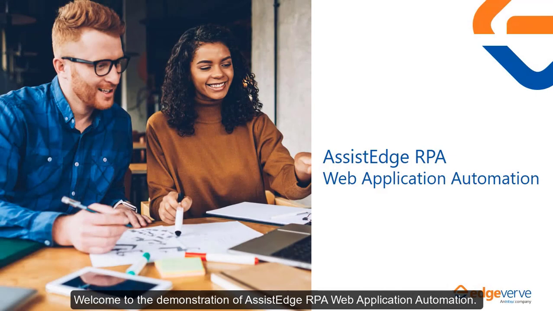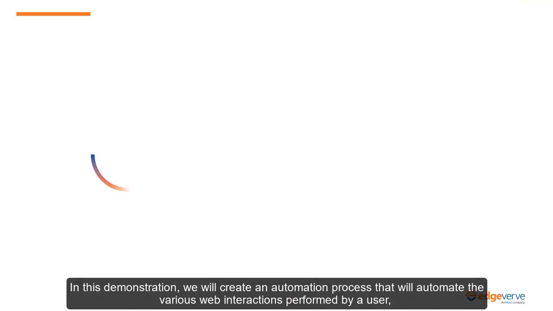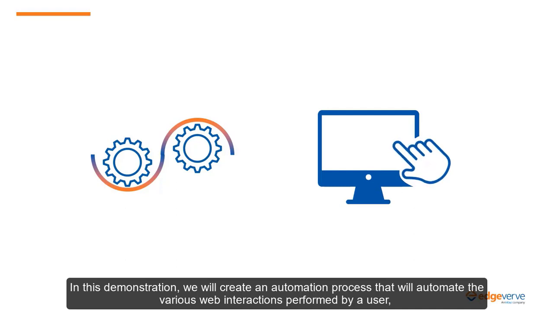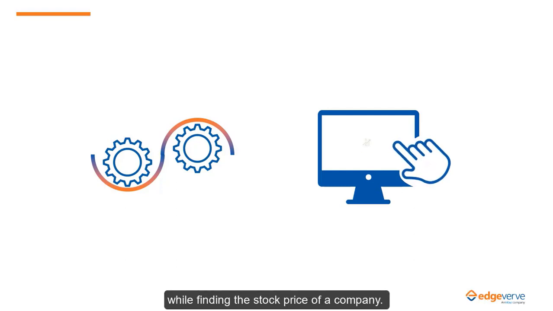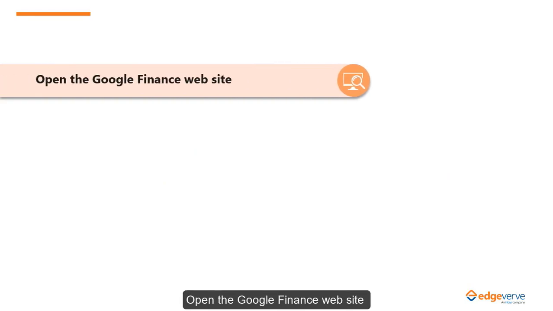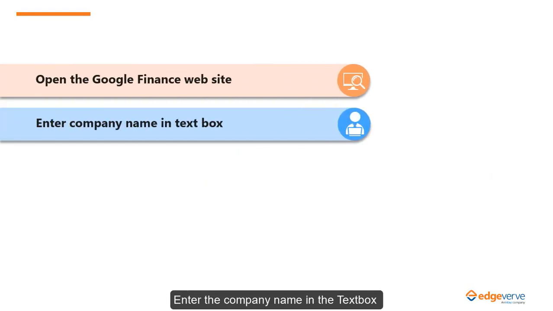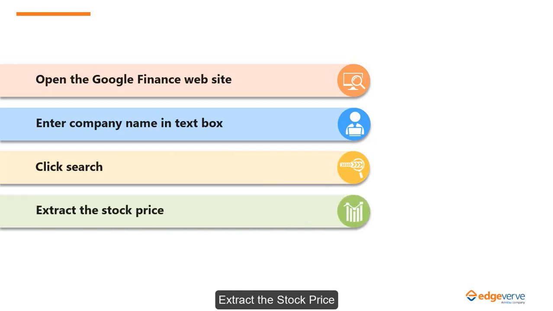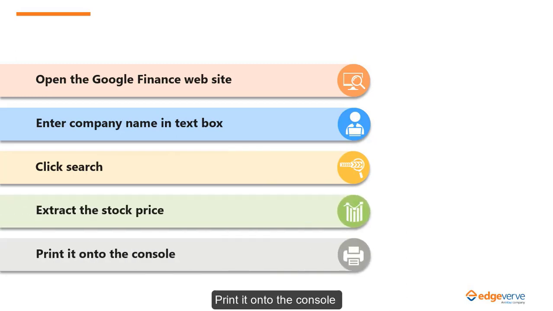Welcome to the demonstration of AssistEdge RPA Web Application Automation. In this demonstration, we will create an automation process that will automate the various web interactions performed by a user while finding the stock price of a company. The various steps the user performs are: open the Google Finance website, enter the company name in the text box, click search, extract the stock price, print it onto the console.